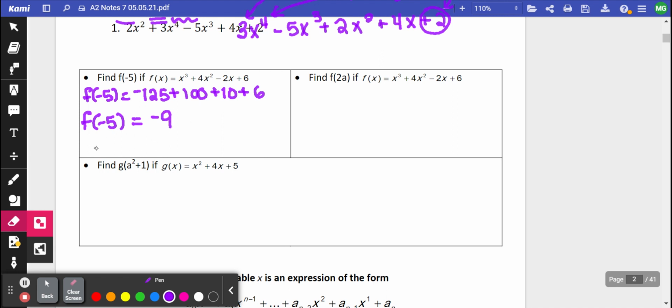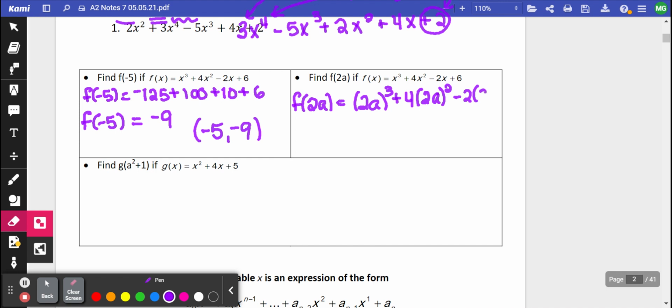And what that represents is important. It is the point negative 5, negative 9. So we can also substitute in with a variable, and we do that the same exact way. So we're going to substitute in with 2a, not like 2a from quad form, just 2a. So I don't know, maybe you want to write this one out. You can always do this. And go ahead and maybe stop the video and see what you get for this.